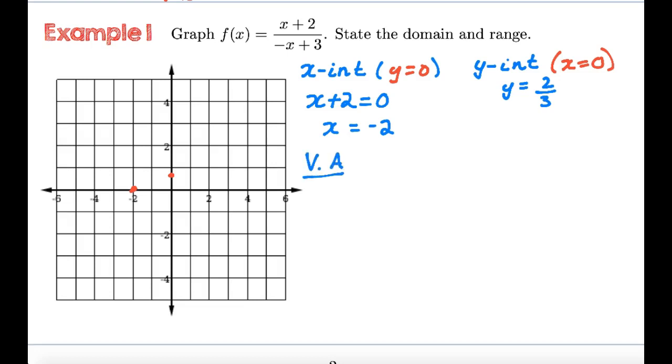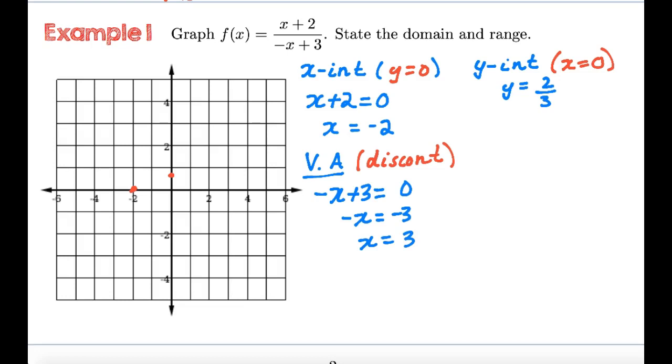Okay, the vertical asymptote is also where you have these things that we call discontinuities. And then we'll talk a little more about that in class, discontinuities. So if I want my vertical asymptote, I set my denominator equal to 0. Okay? And so I get negative x equals negative 3. So x equals 3.